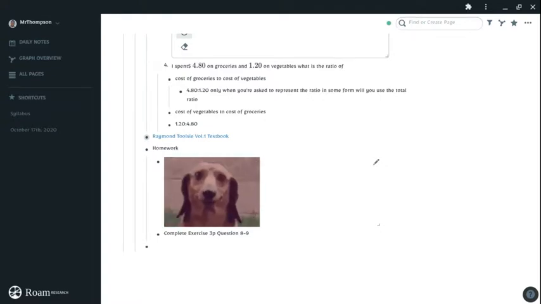So why is there a dog in the picture? Because the dog is happy that you reached this stage and he's very proud of you. The homework is to complete exercise 3P, questions 8 to 9 on page 78 of the volume 1 Raymond Toolsie. And if you don't have the textbook, the link is right above you here. Okay, now to answer your question, Khalil.